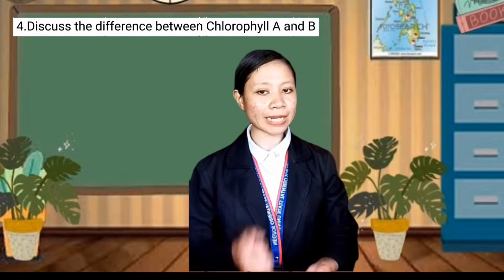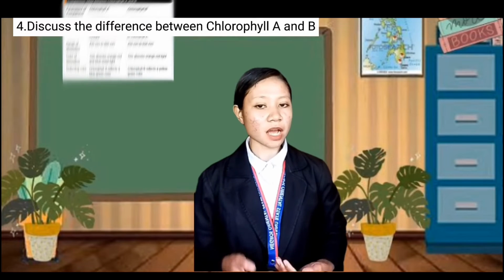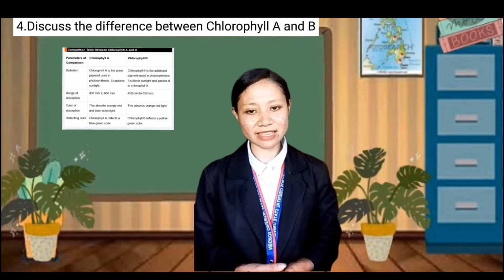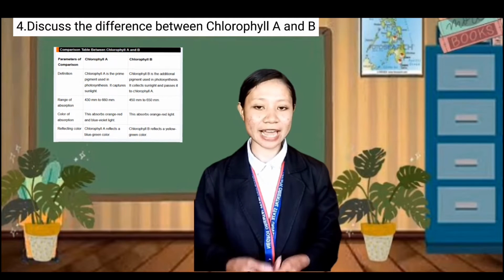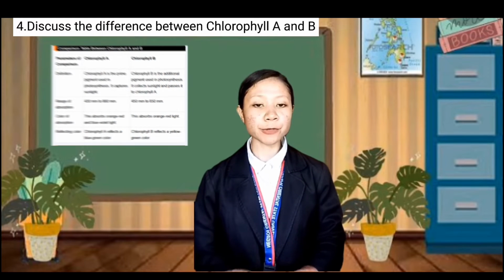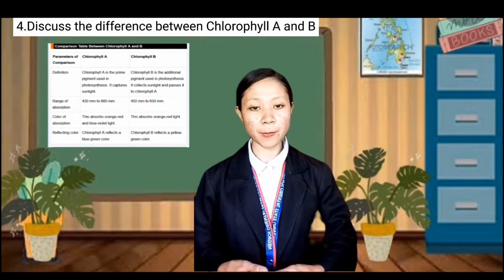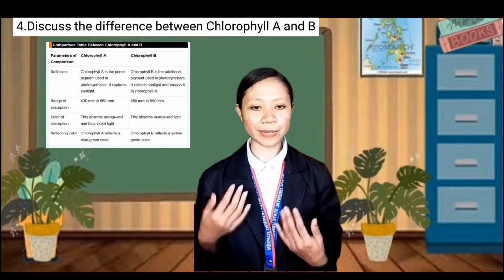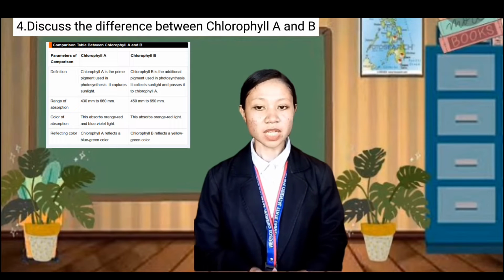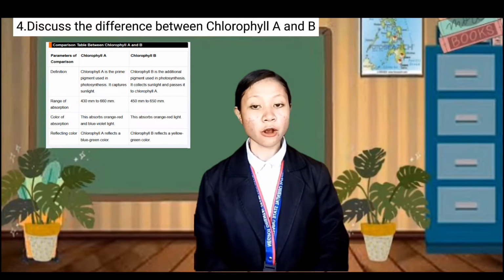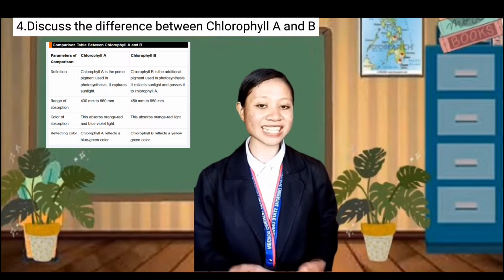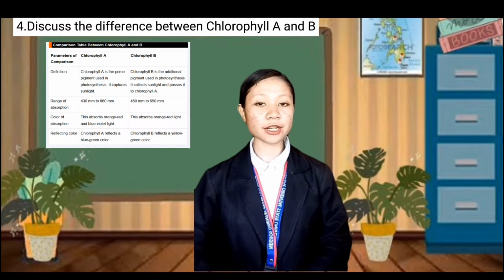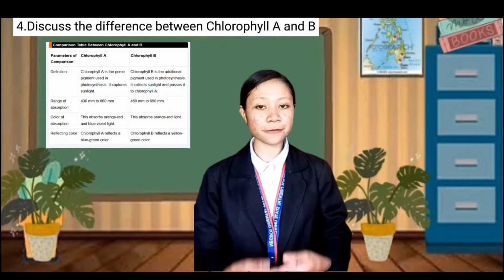Question number 4: discuss the difference between chlorophyll a and b. Chlorophyll a is the primary pigment used in photosynthesis. It captures sunlight, while chlorophyll b is the additional pigment used in photosynthesis. It collects sunlight and passes it to chlorophyll a. The range of absorption of chlorophyll a is 400 to 700 nanometers, while chlorophyll b is 450 to 650 nanometers.